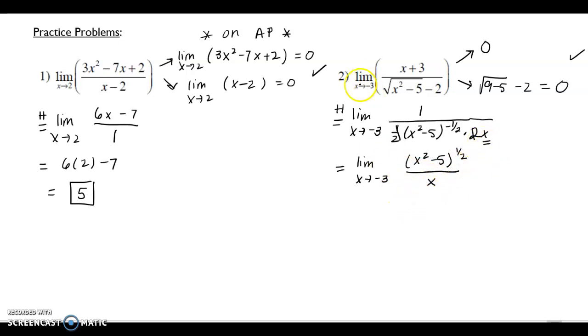One thing I want to point out to you, I only use this h on the step where I use L'Hopital's rule to find the derivatives, not where I'm saying other things are equal to that. So notice my h was only up in that step. All right, let's evaluate at -3 now. So I have square root of 9 minus 5 over -3. That's square root of 4 over -3. So I have -2 over 3.